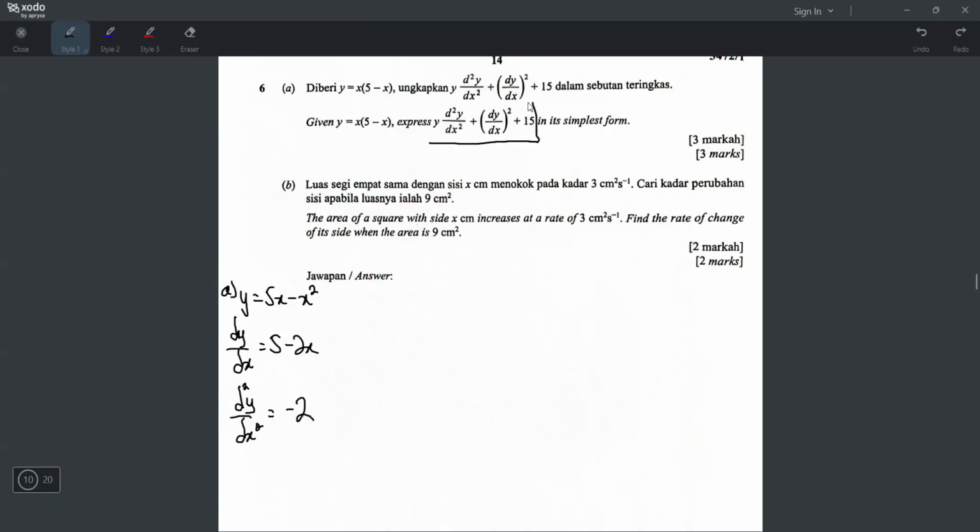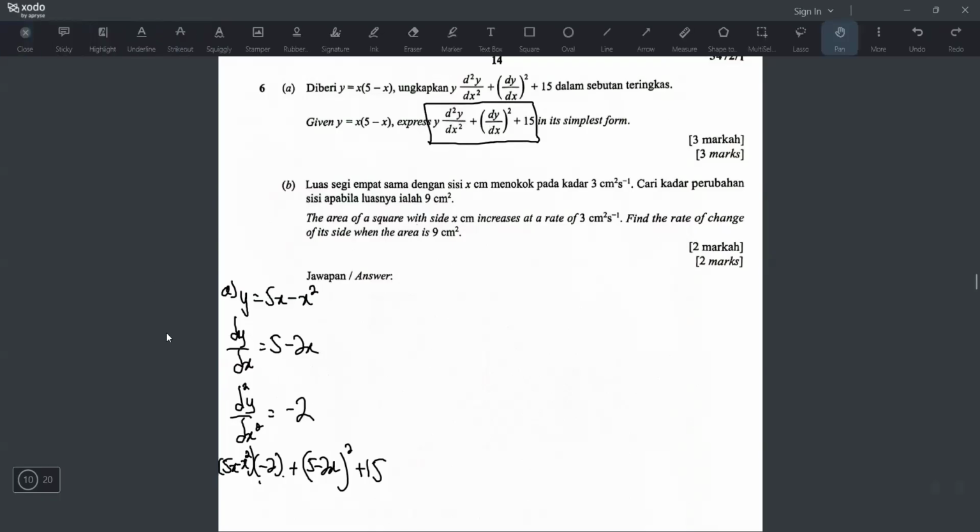Okay, now you can ganti masuk dalam ni, right? So when you ganti masuk, it becomes what? y d2y dx2 plus dy over dx squared plus 15, right? So what happens here? For the dy dx here, you can ganti this one lah, dy dx 5 minus 2x. So write 5 minus 2x. And then for the d2y dx2, this one, you can ganti -2, right? But put bracket. And then for the y here, you can ganti 5x minus x squared, but put bracket. You have to put bracket so that you know it's like times. You kena darab. Okay.